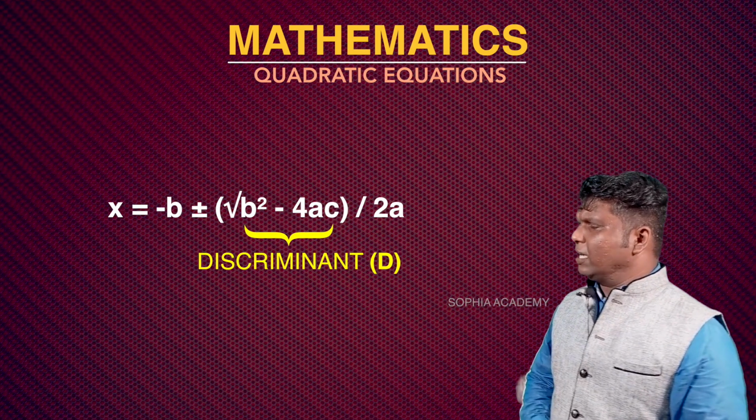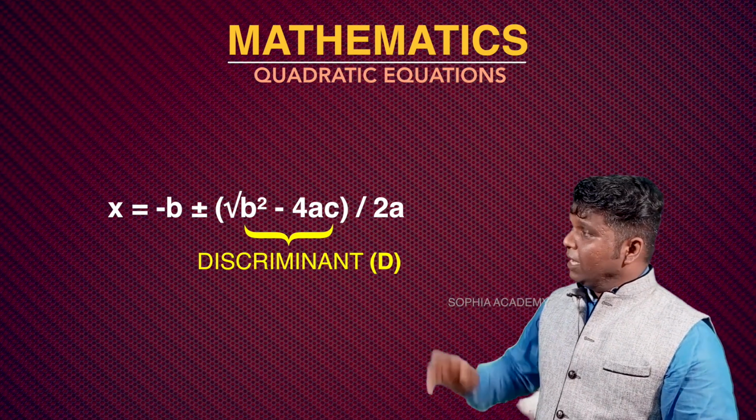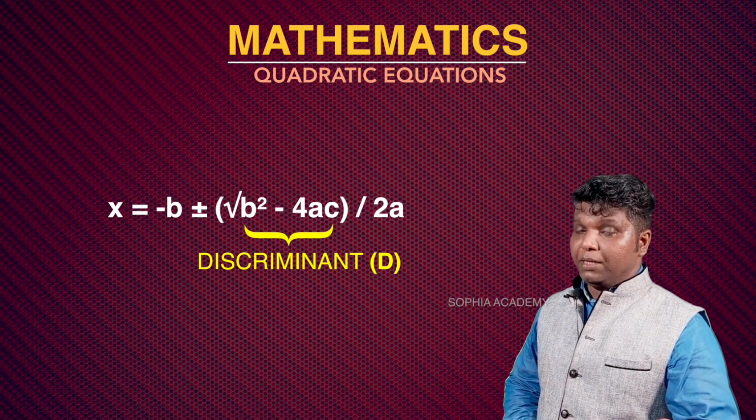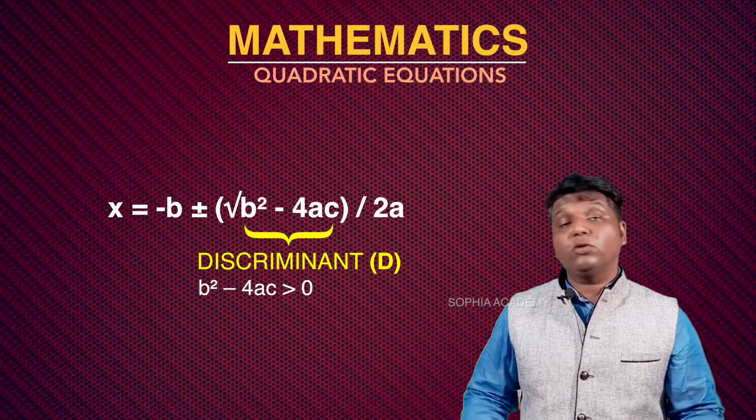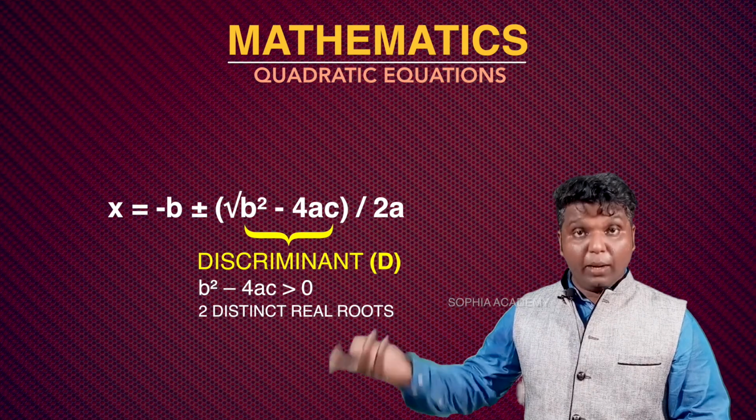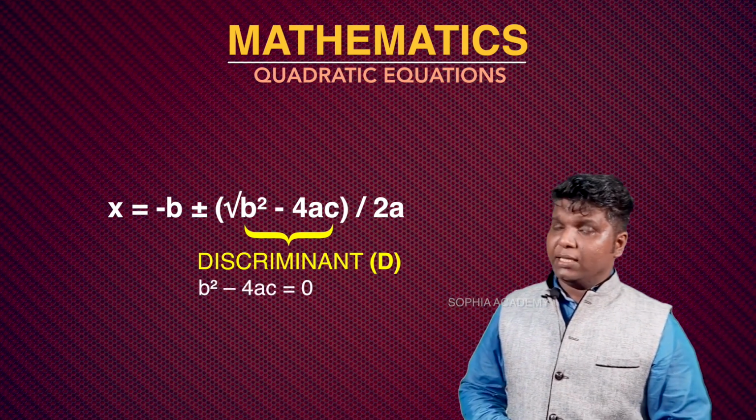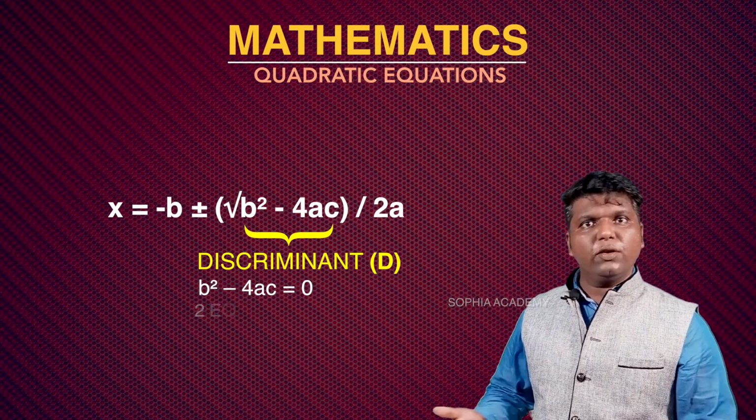How does this term determine the nature of the quadratic equation? It's like this. If b square minus 4ac is a positive number, that means greater than 0, definitely you can find the square root. Just imagine if b square minus 4ac is equal to 0, what happens? Definitely root of 0 is 0 itself.